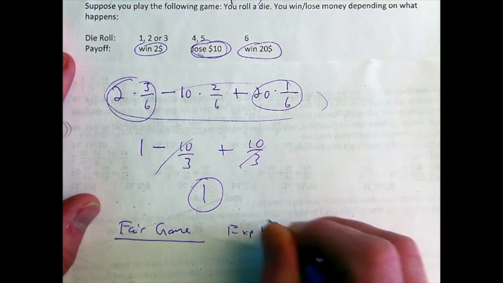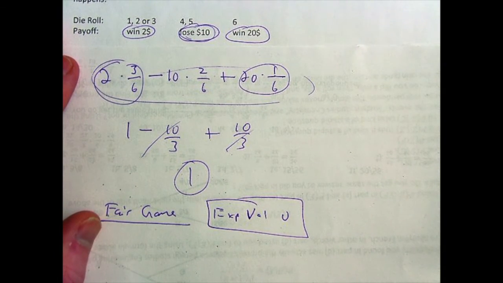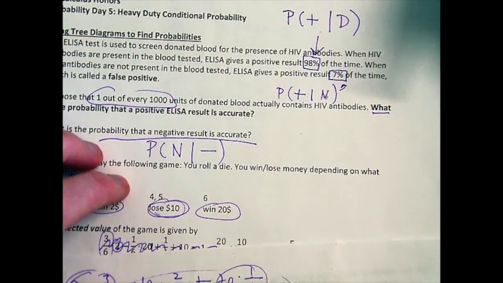Okay, so a fair game means that the expected value is 0, because it means on average you're not going to gain or lose money. Sometimes you'll win, sometimes you'll lose, but on average it comes out even. Okay, so that's it.